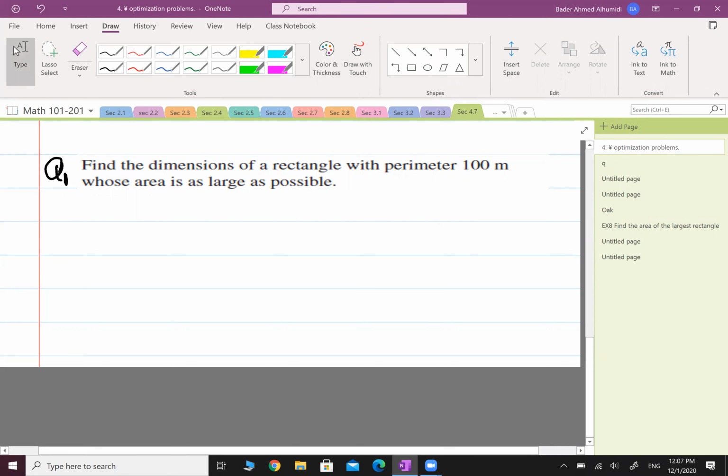So simply what I will do to imagine the problem, I will sketch a rectangle here. Let us say this is a rectangle. Sorry for this, but it needs to be a straight line anyhow. I will call the width maybe equal to x and the other one equal to y. One of them is x, the other one is equal to what? Is equal to y. Now what I need to do, he said, whose area is as large as possible.